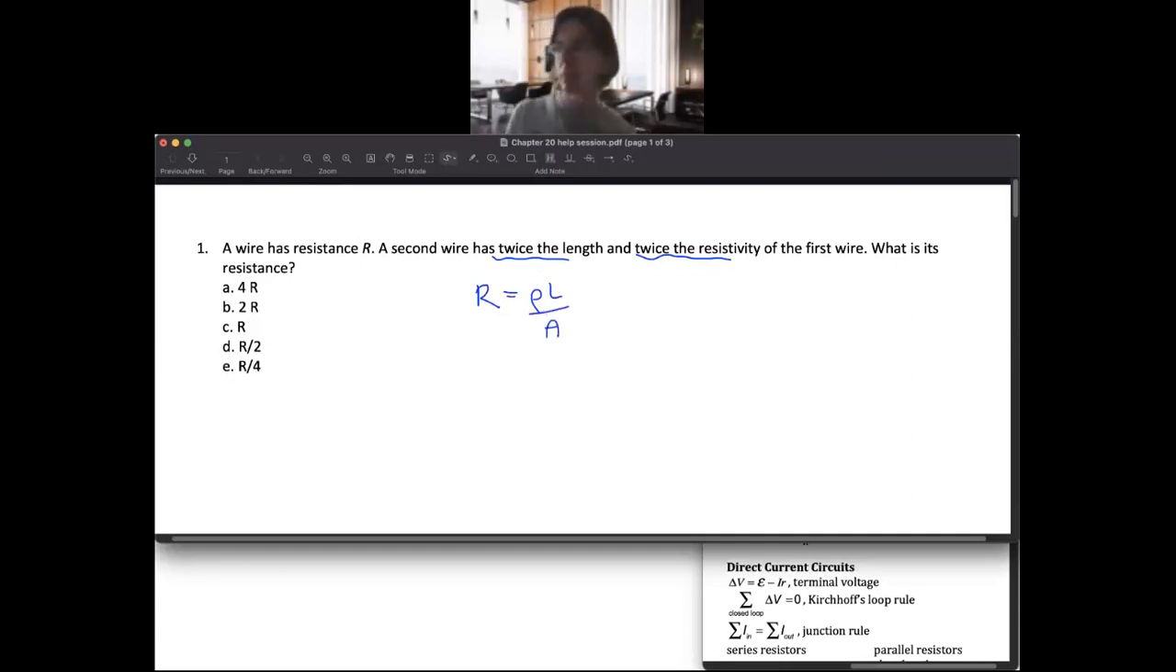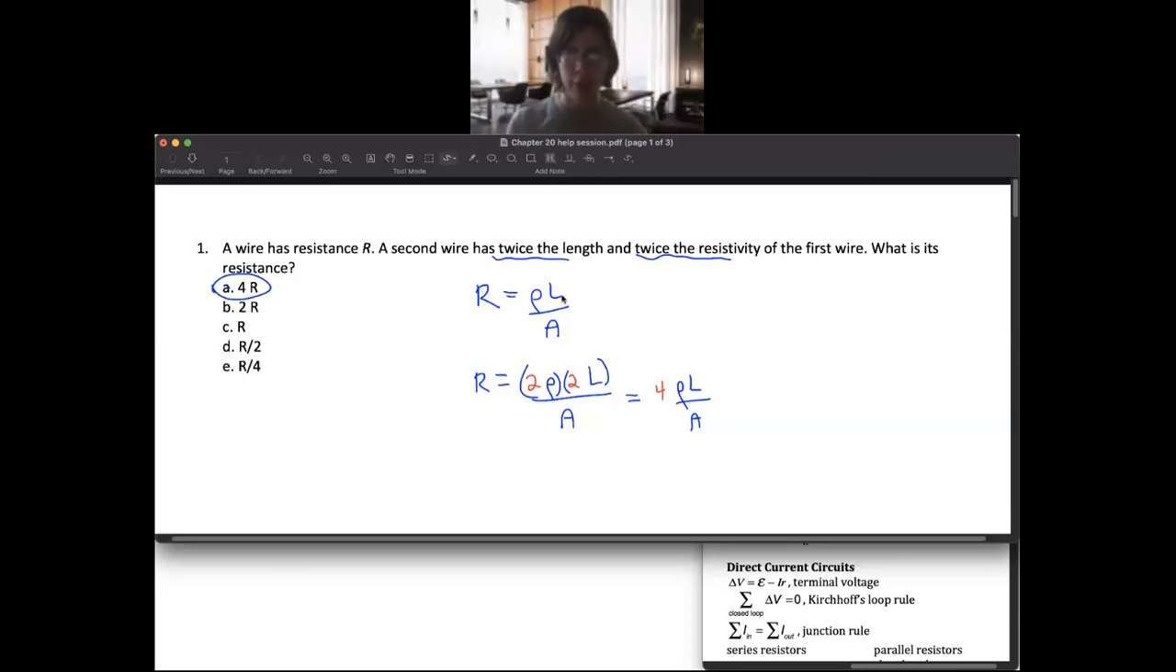The way that I like to do these types of problems is write down the original equation and then write it again with whatever is changing. It says we have twice the length and twice the resistivity, so we have 2 rho and 2L. The area hasn't changed. We write it again with whatever changes, and we can see that that gives a factor of 4 in front. That means we have 4 times the original resistance. So definitely be able to do these types of problems, and also just know in general, if you change one variable, what happens to another.